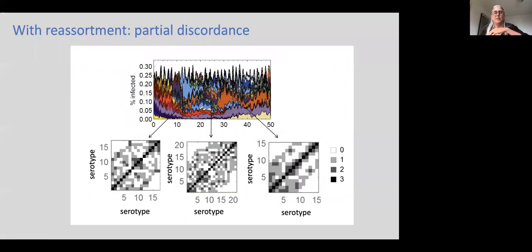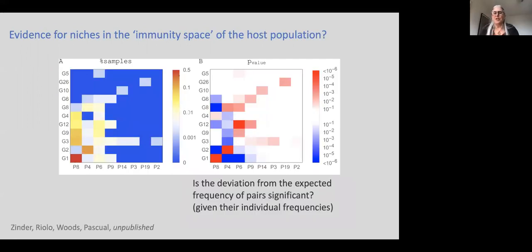If you get reassortment, of course, you will get only partial discordance. But this force, this frequency-dependent competition, is still leaving a strong signature of partial discordance. And I like to show you this wonderful pattern. There is not enough data for this virus, nothing compared to flu, but I wanted to show you this because I think it's an incredible pattern, possibly of niches in nature.